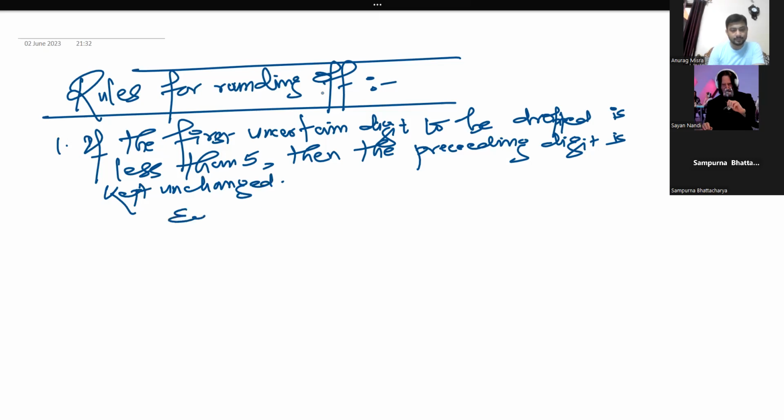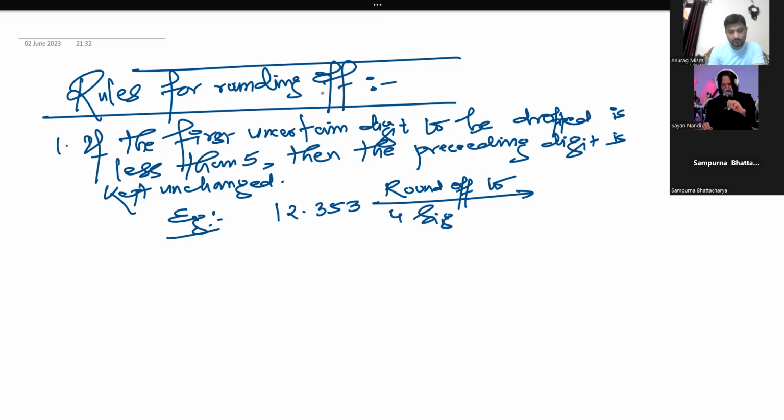If, for example, I have a number like 12.353 and I want to round it off to say 4 significant figures. So how to count 4 significant figures? 1, 2, 3, 4. So the first uncertain digit to be dropped is 3. और ये 5 से less है. तो क्या करेंगे? We will simply drop it, and the previous digits will remain unchanged. So we will get 12.35.